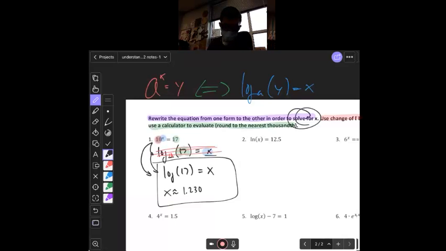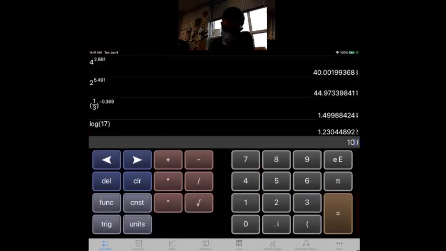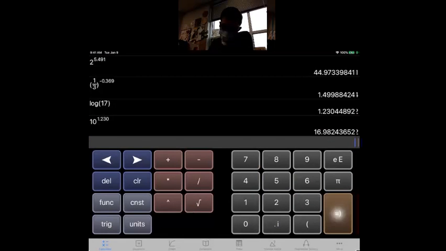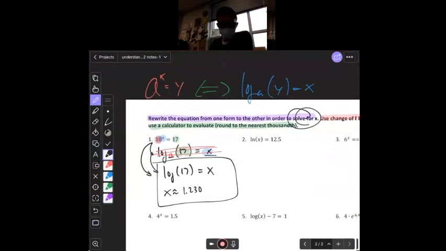You can always check your answer. 10 to the 1.230, right? You get something really close to 17. Really fast check. I'm not asking you to do it, but you can do it for yourself. Just like, did I get the right answer? That way you can know if you need to be asking questions.